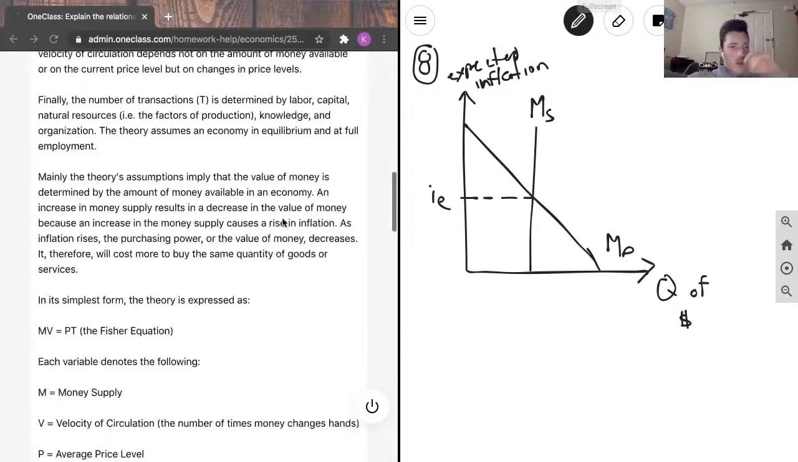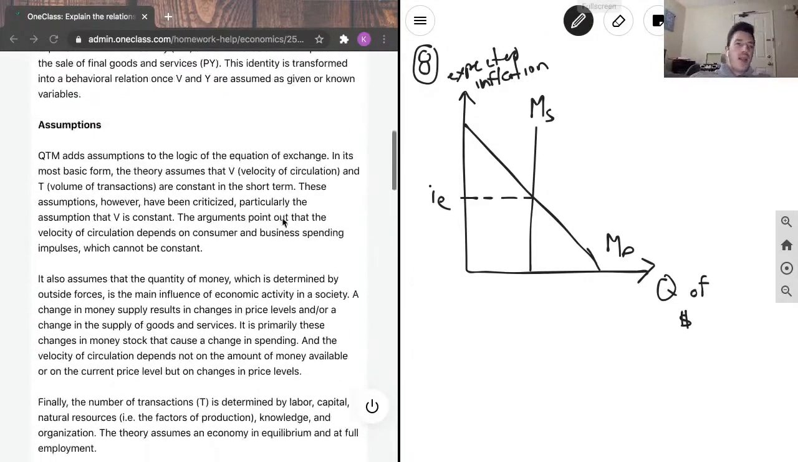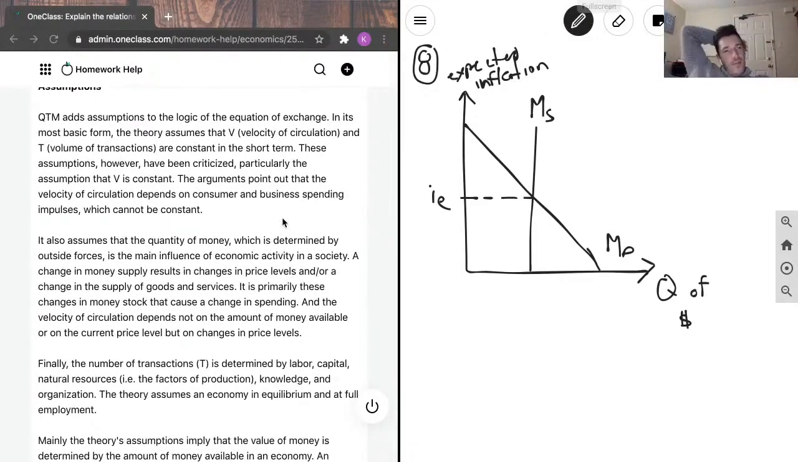Assumptions. Ooh, this is sick. Assumptions. QTM adds assumptions to the logic of the equation of exchange. In its most basic form, the theory assumes that V, the velocity of circulation, and T, the volume of transactions, are constant in the short term. These assumptions, however, have been criticized, particularly the assumption that V is constant. The arguments point out that the velocity of circulation depends on consumer and business spending impulses, which cannot be constant.